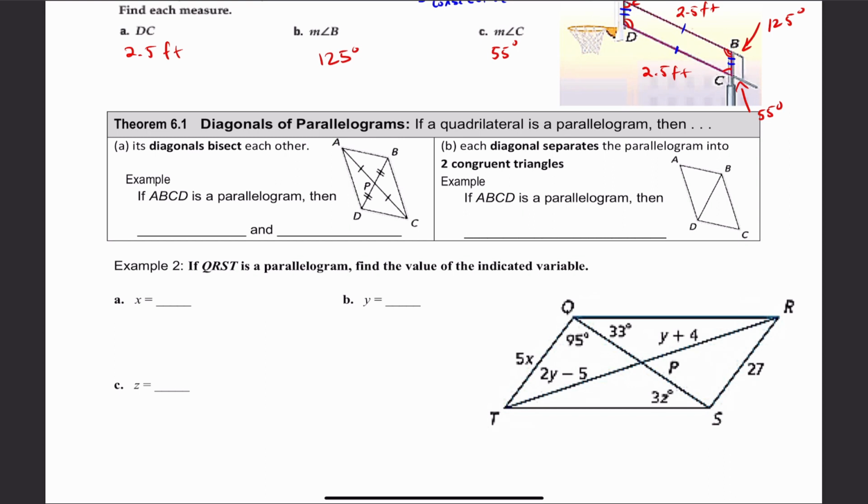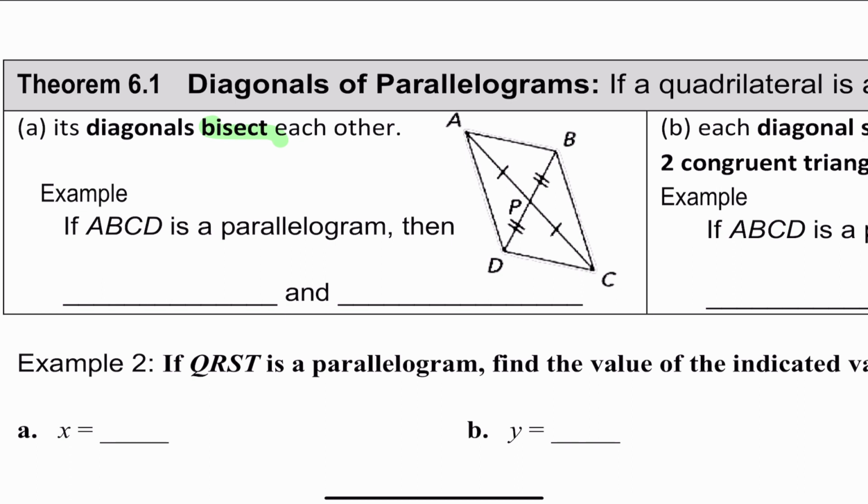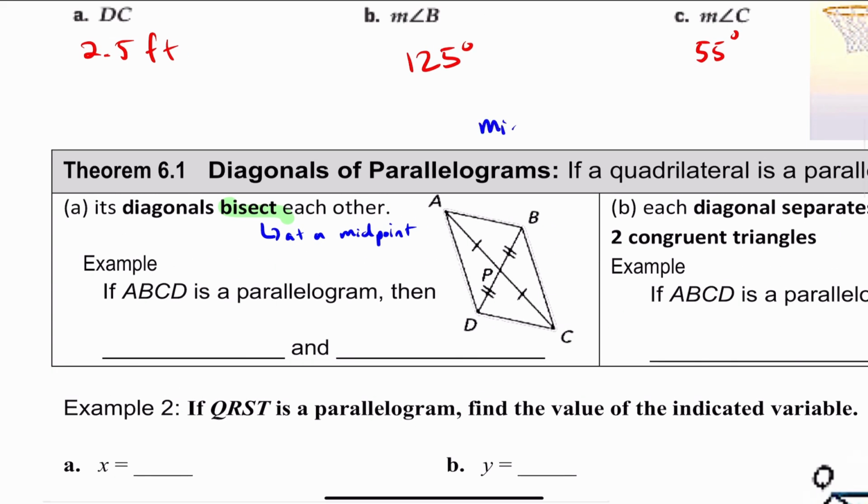If a quadrilateral is a parallelogram, then its diagonals bisect each other. So what happens here is that when you bisect something, suppose that you have a parallelogram, right, and they have these diagonals. These diagonals bisect each other at a midpoint. And what does a midpoint do? Remember, a midpoint splits a segment into two congruent parts, right? We can't forget that because we've already talked about what bisecting does a lot in this course.